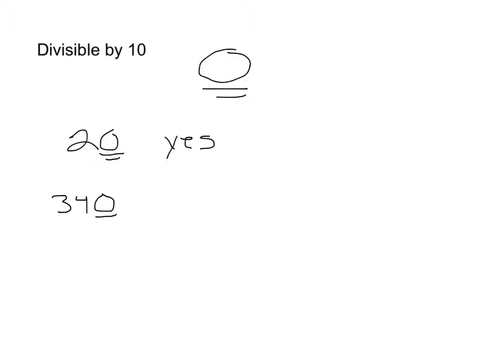Now 10, it's really kind of straightforward. If the number ends in 0, then it is automatically divisible by 10. For example, 20, is it divisible by 10? The last digit is a 0, so the answer is yes. 340, the last digit ends in 0, so the answer is yes. So any number that ends with a 0 is divisible by 10. Pretty straightforward.